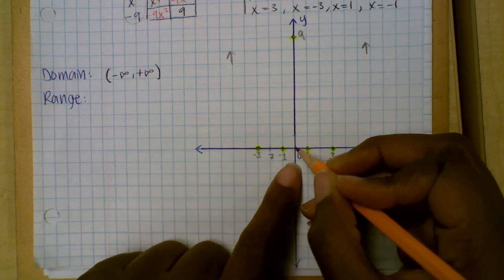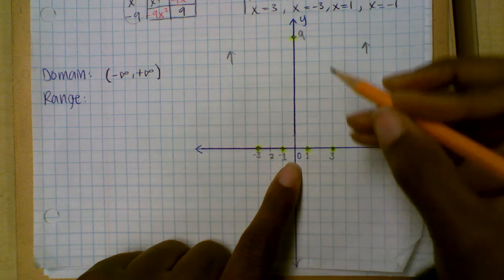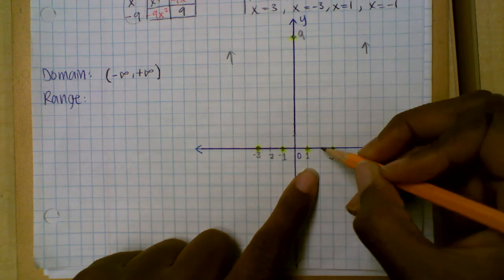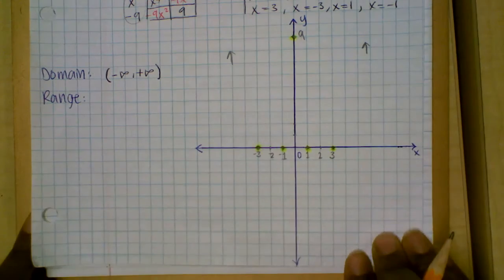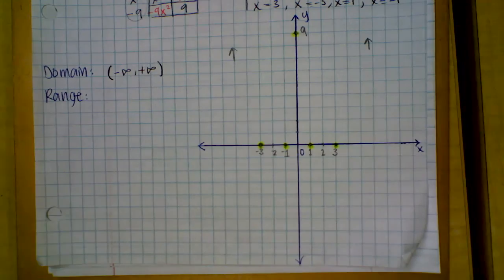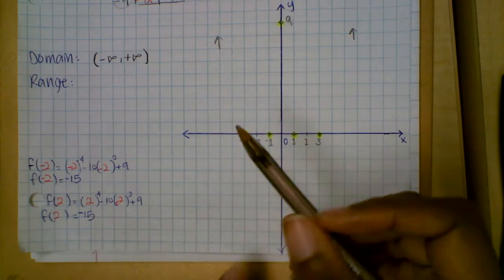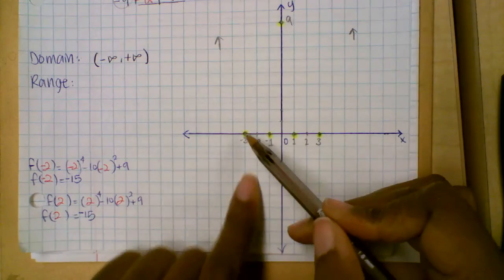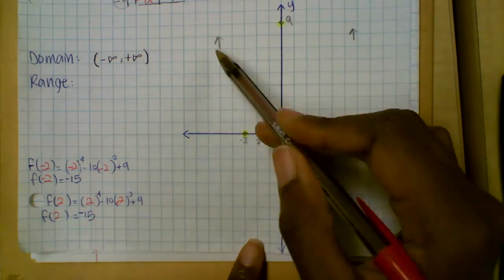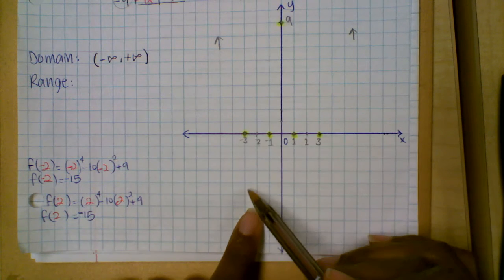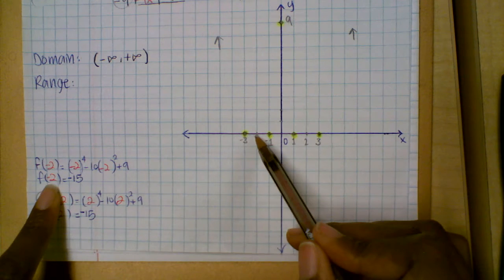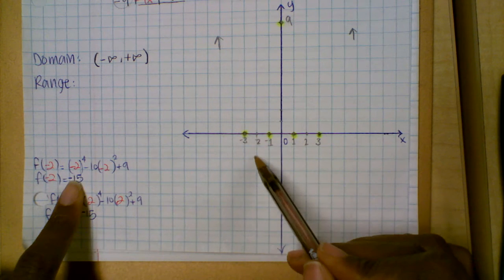Okay, for here, you have f of 0, which we already know is 9. And here is going to be f of positive 2. So let's do that on the left side. I just want to find out, when sketching the polynomial, how low to go. And I realized that f of negative 2, the output is negative 15.